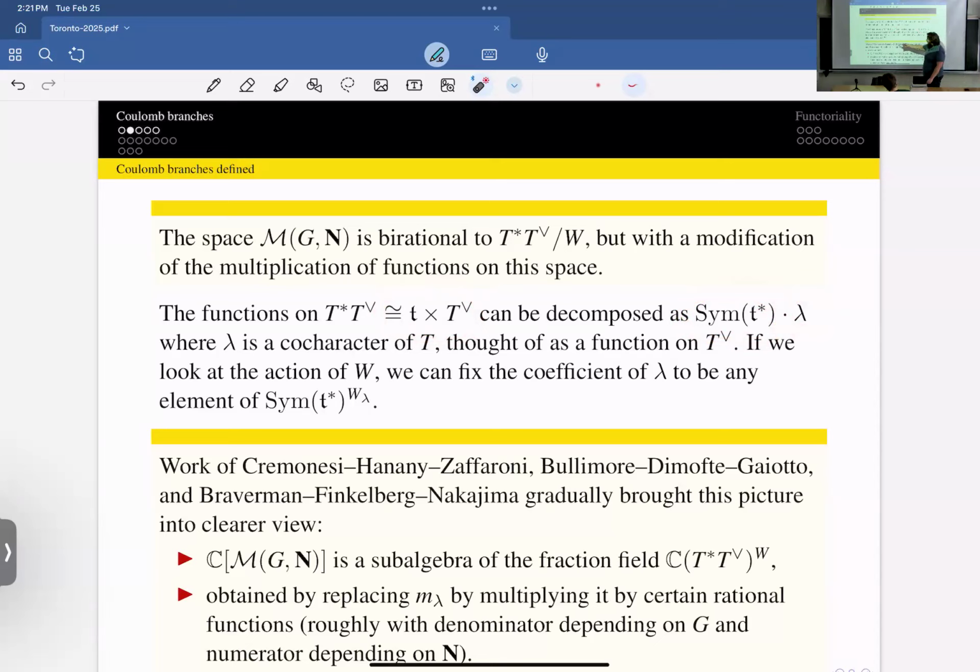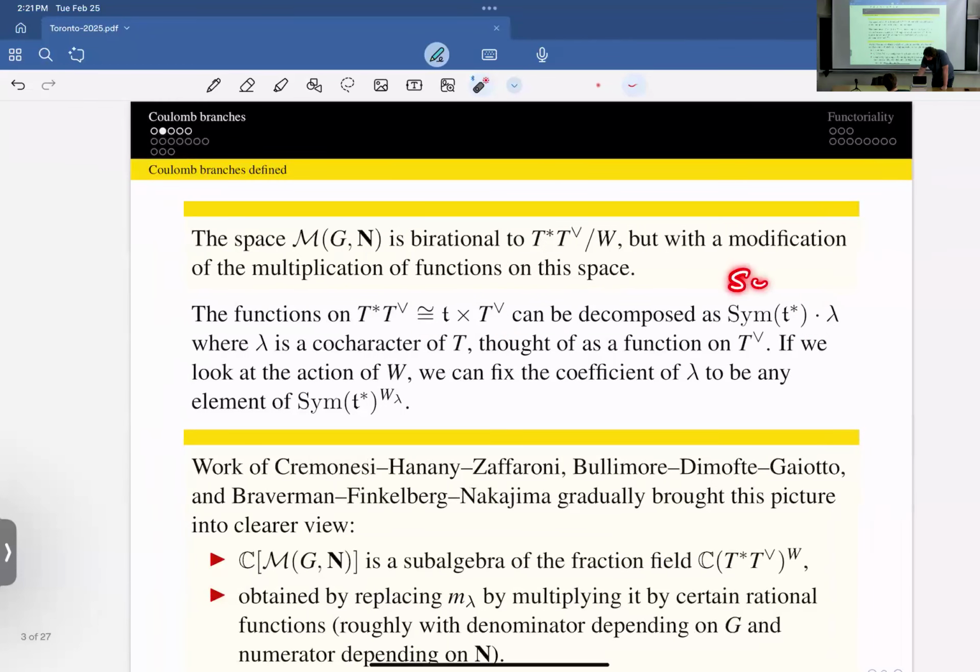And then when I act by W, what restriction is that putting on things? Well, if I had the trivial co-character here, then I would just be requiring that my coefficient in T dual was W invariant. But if I have a non-trivial action on this lambda, well, then I can, as long as I choose a polynomial that's preserved by the stabilizer, I can then sort of spread that out over the whole orbit. So the kind of rough picture to have in your head is I need one co-character from each orbit.